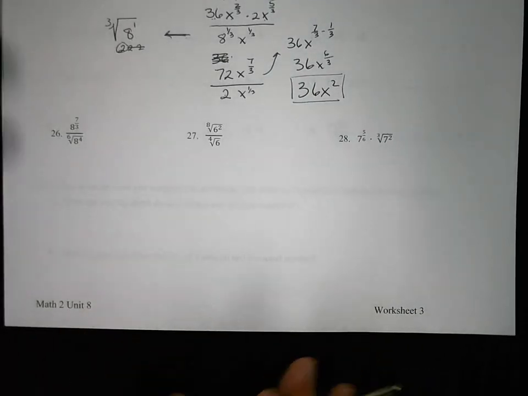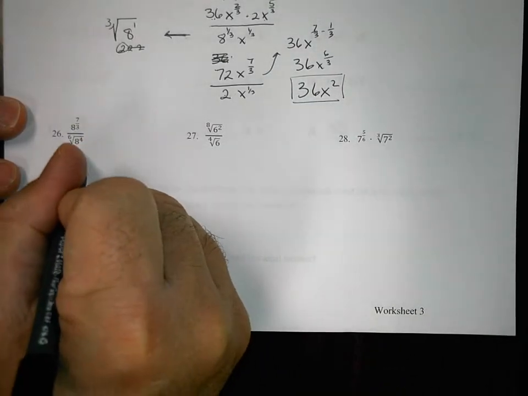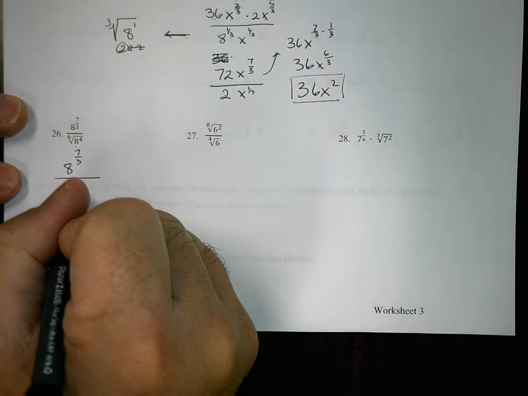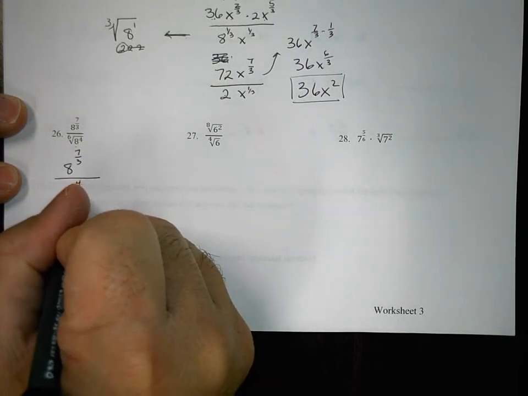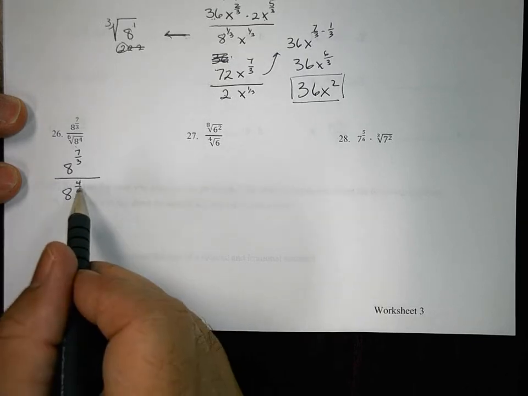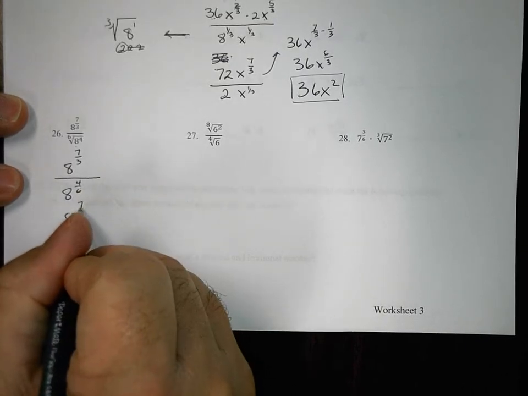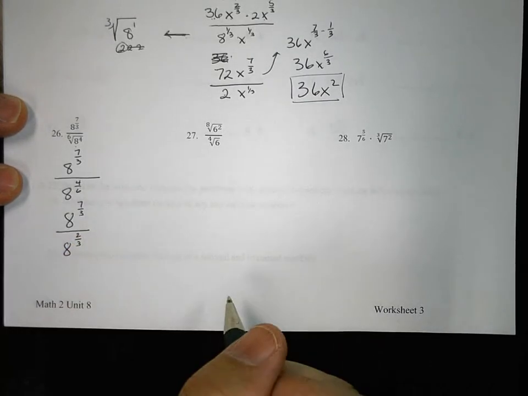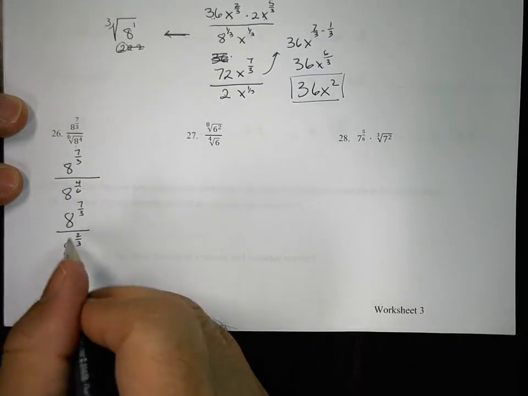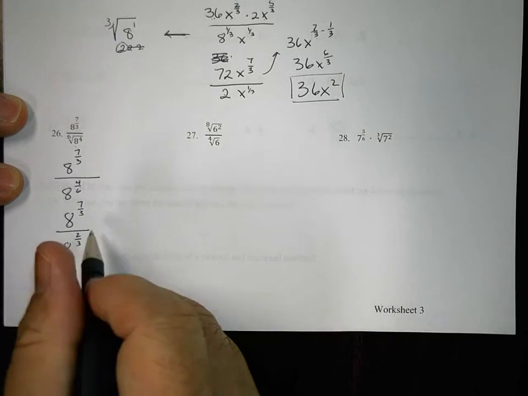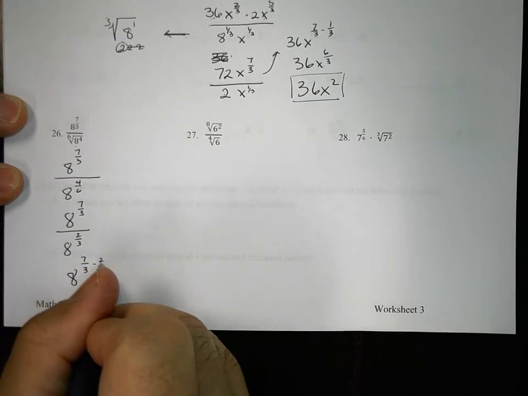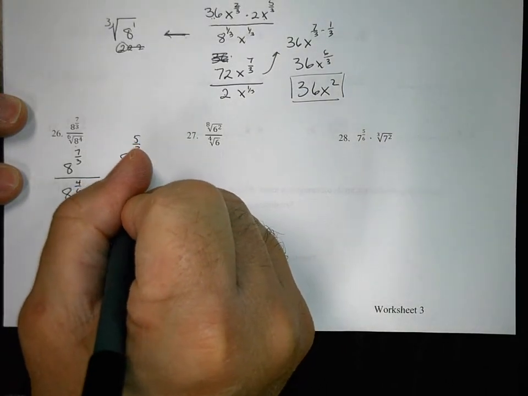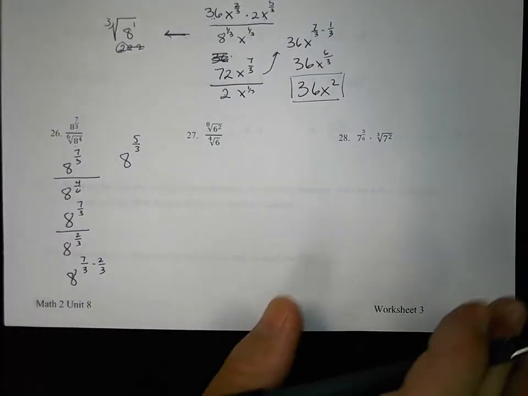All right, number 26. Well, we're going to make this 8 to the 7/3 power over 8 to the 4/6 power. Okay. Now, we can reduce this, so let's make this 8 to the 7/3 over 8 to the 2/3, since 2 goes into both of those. And now we can say, dividing the same base, subtract the exponents. So we get 8 to the 7/3 minus 2/3, which is 8 to the 5/3. And we are done.